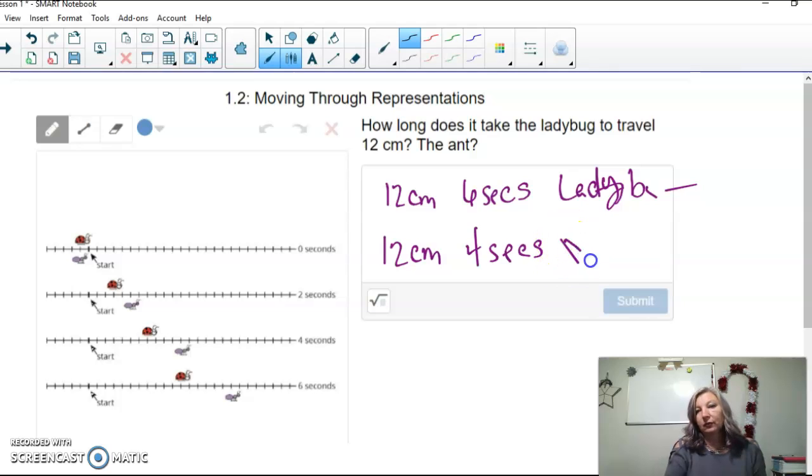I think I'm moving faster than my pen wants me to move. So if I can determine that the ant is going 12 centimeters in 4 seconds and the ladybug is doing 12 centimeters in 6 seconds, could you determine the speed of each of these bugs using only a single unit? What would the unit rate be?